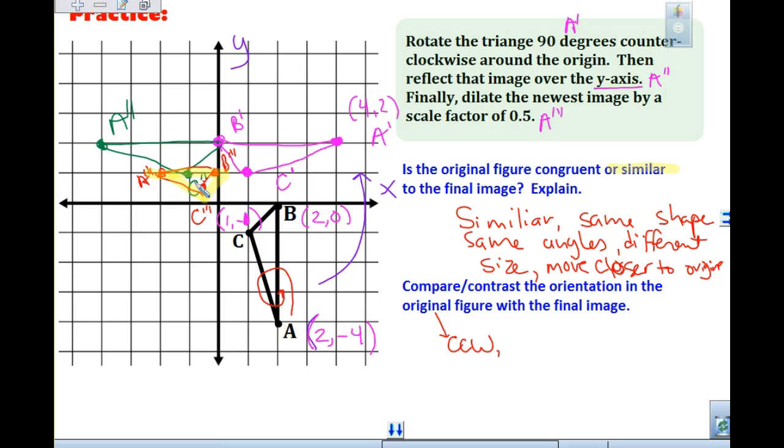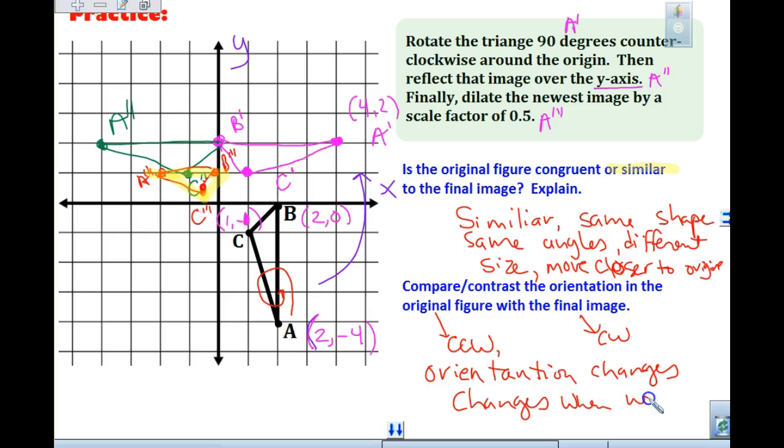When does our orientation change? So our final image was clockwise, Jacob. When does orientation change? Orientation changes when you do a reflection. Okay? Do one reflection, we'll put that. Or 3 reflections, or 5, an odd number. I'd be good with that. Okay? All right.